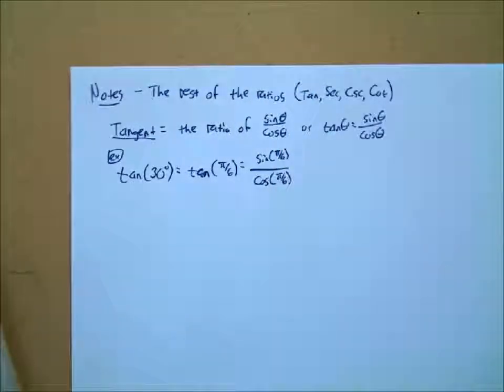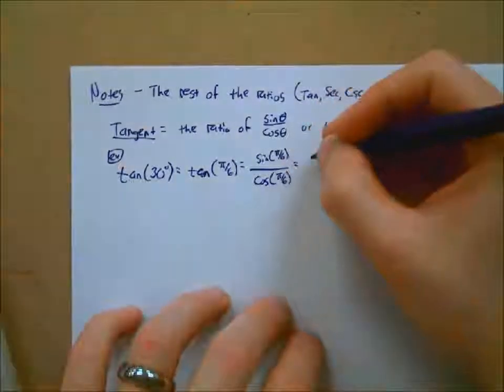Okay. What is the sine of pi over 6? If you want to, you can look at your unit circles. What's the sine of pi over 6? 1/2. 1/2. What's the cosine of pi over 6? Root 3 over 2.